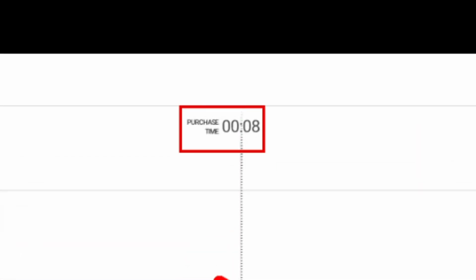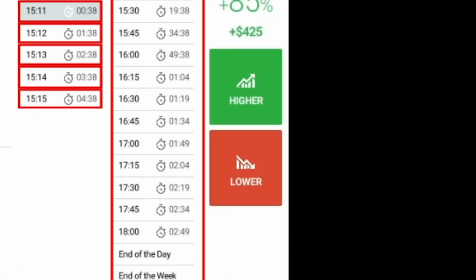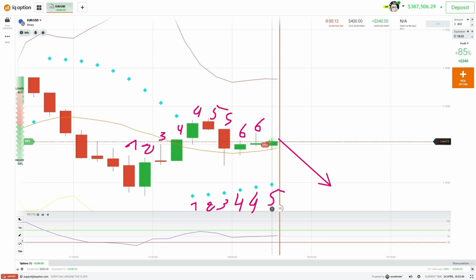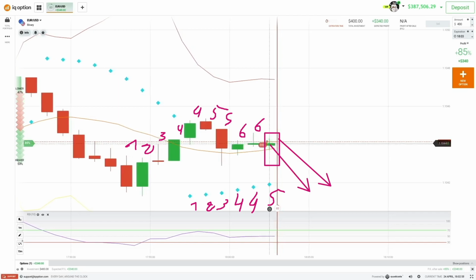So before the purchase time reaches 0, choose the direction of the price movement. If you suppose that the price is going up, click higher. And if you suppose that the price is going down, click lower. After your transaction crosses the red line and expires, you will see your results.